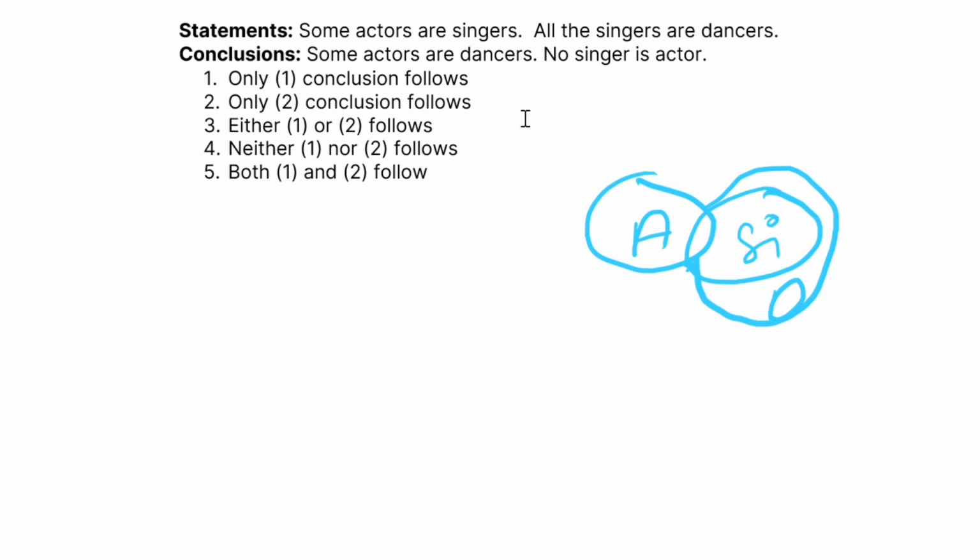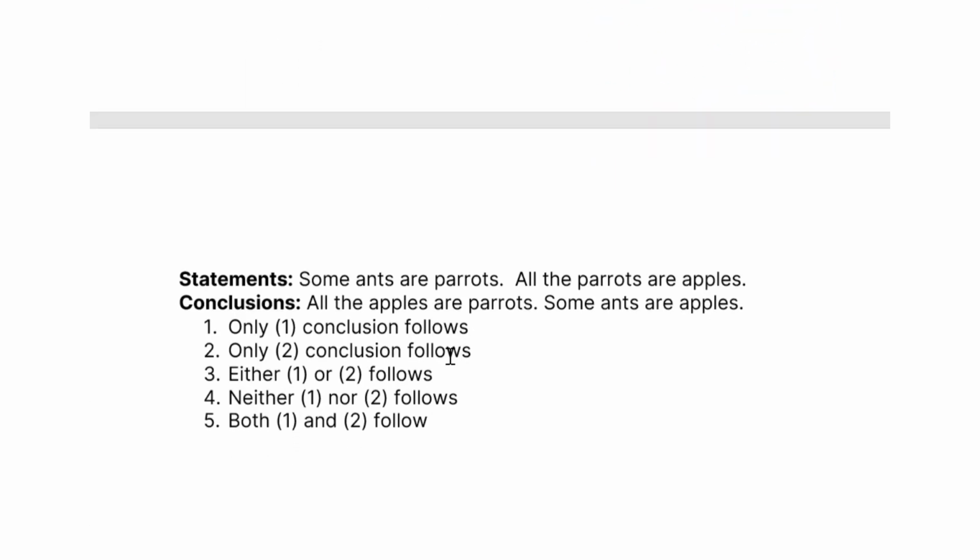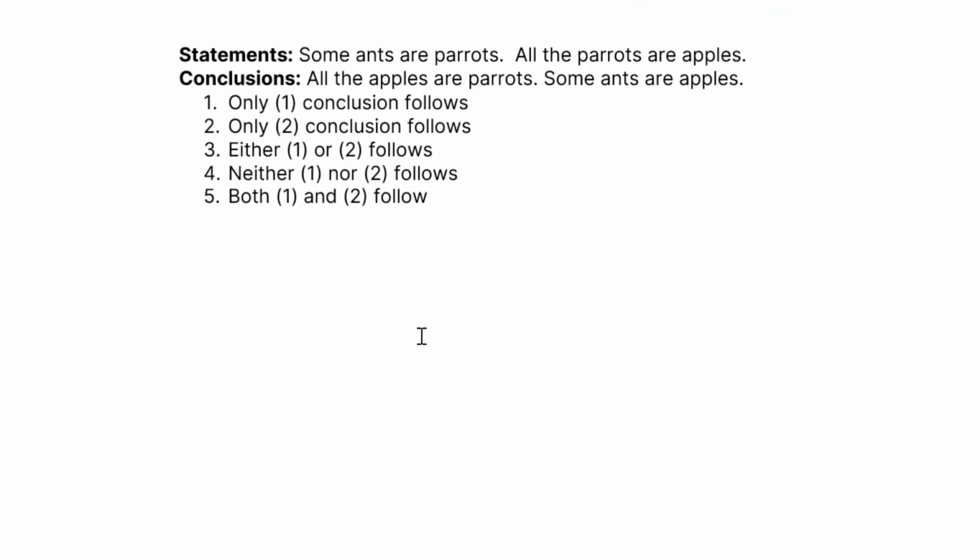Some actors are dancers, so some is okay. No singer is an actor, so that is wrong. Some actors are dancers, some is okay. So only one follows. I hope you understood the simple procedure of how to do syllogism. Let's see the next question.